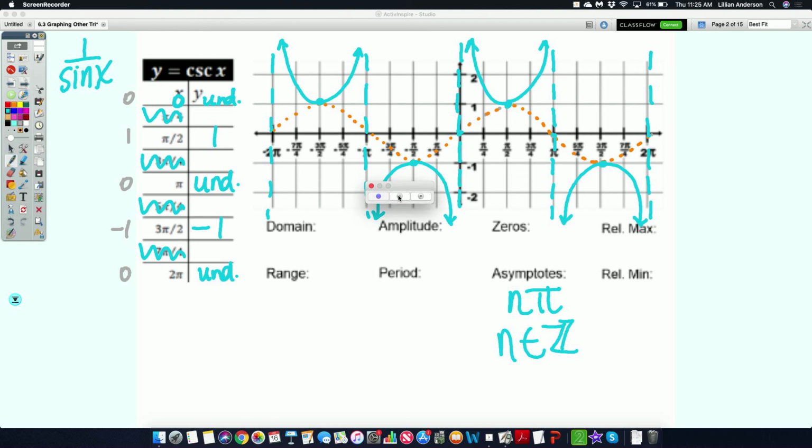And because your asymptotes occur at every n pi, that is going to affect your domain. Because the domain is everywhere the function is defined. Asymptotes are everywhere the function is not defined. So to represent the domain of our cosecant function, it's going to be the set of x values such that x does not equal n pi. Because if x equals n pi, we're at an asymptote. And it's undefined. Does that make sense?